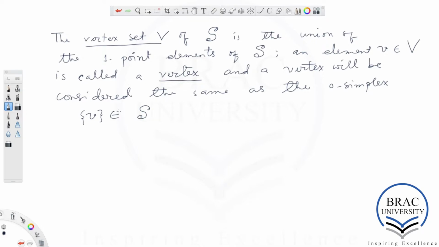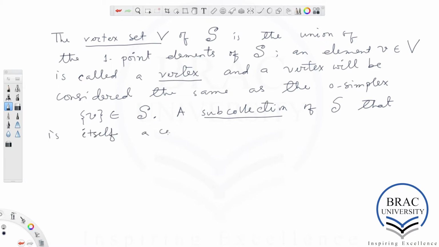Now a subcollection of S that is itself a complex is called a subcomplex of S.